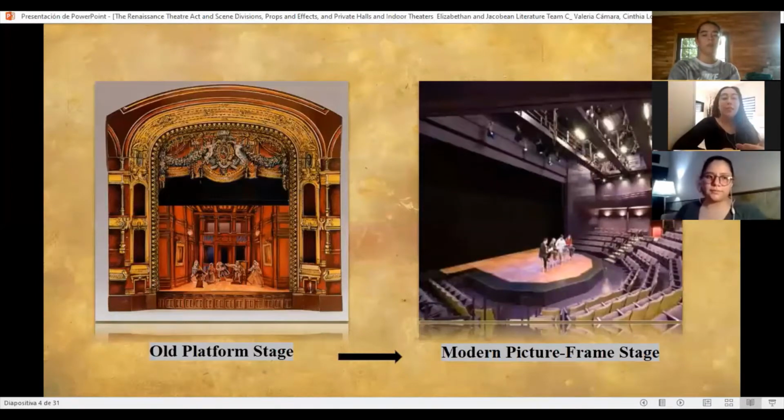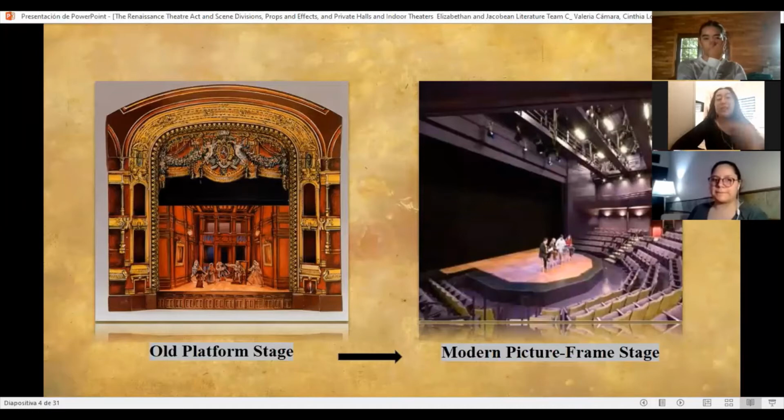In the process, a lot of editors have changed a lot of things. And one of those could be that they changed, as you can see in the first picture, the old platform stage to what you see in the next picture over here, the modern picture frame stage. Now, this came with a lot of changes. It's very obvious that these are two very different stages. So plays had to adapt to these kind of things.